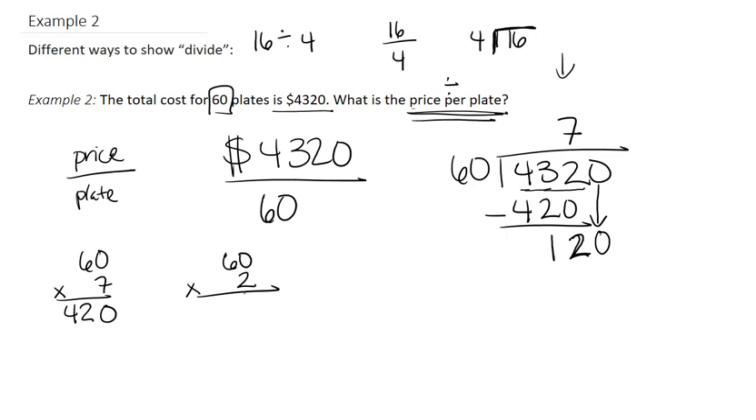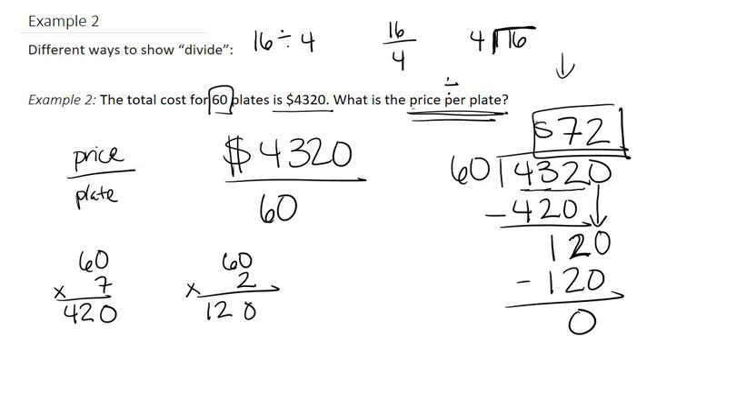So we go 0 times 2 is 0, 2 times 6 is 12. So we know 60 times 2 is equal to 120. Go ahead and subtract, and 120 minus 120 is 0. So we would say the price per plate is $72 per plate.